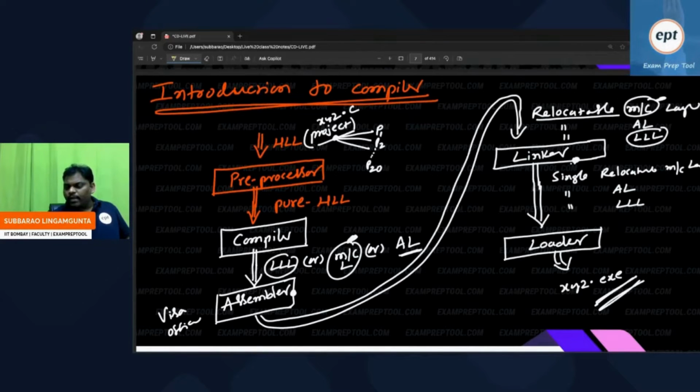So is there anyone who has a doubt? Introduction to compiler, anyone having any doubt? Right, thank you, Sai. Thank you so much. Introduction to compiler, anyone having a doubt? Please have a look at everything. What will the preprocessor do? Talk about only this area.